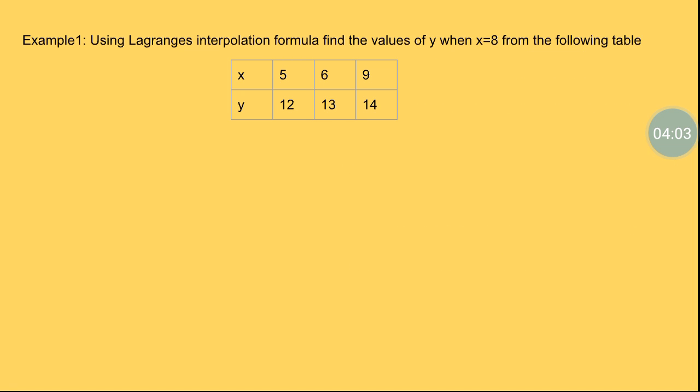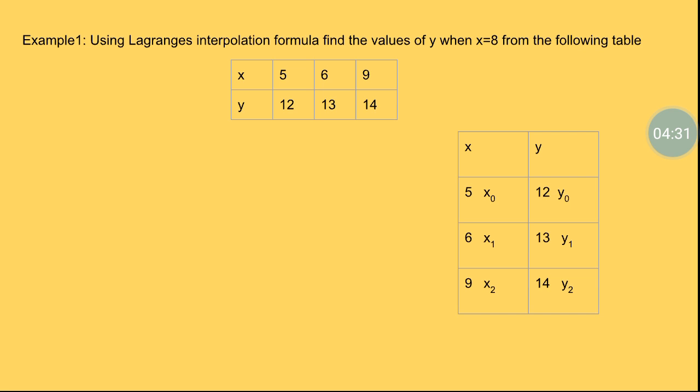For example, making use of Lagrange's interpolation formula, find the value of y when the value of x is 8 for this table. In the table we can see the value of x as 5, 6 and 9. The value of y is 12, 13 and 14. Here we have unequal intervals, and when x is 8, what is the value of y? First we note down the table values x0, x1, x2, y0, y1, y2.